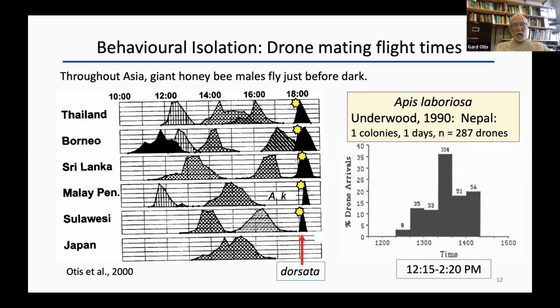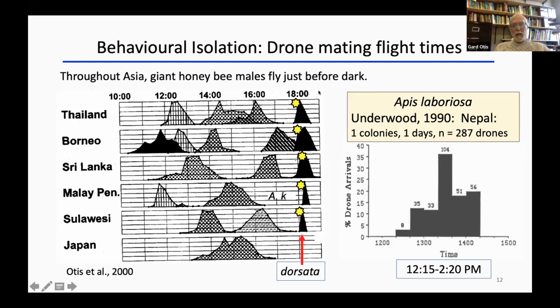Where Serrana occurs with other species of bees, such as here in the Malay Peninsula, they fly about the same time, but for a shorter period of time. In Borneo, they fly earlier. In Sri Lanka, they fly later. So although you see generally non-overlapping distributions of mating flight times for the different species, the mating flight times for any one species are not fixed in time. They can vary quite readily from place to place.